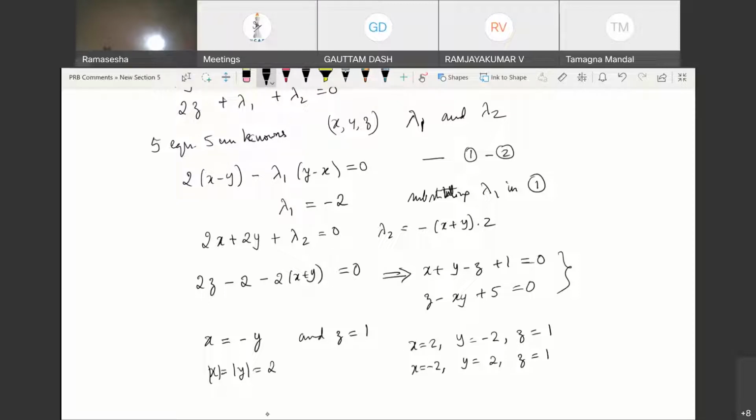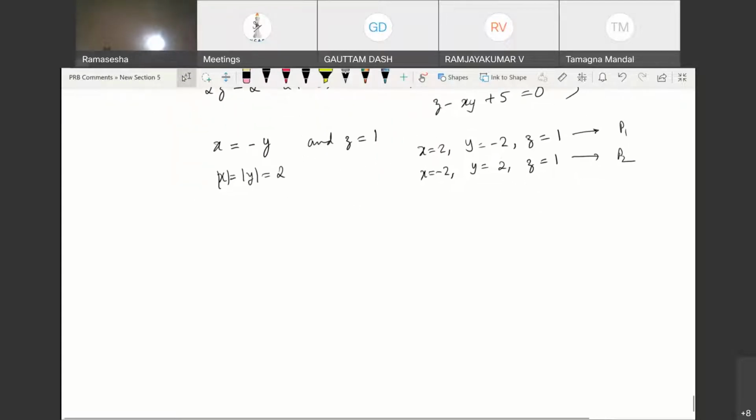These are the two solutions that I have. This is point 1 and this is point 2, which are closest to the origin. And I was able to do this by using the Lagrange multipliers. What I did was first determine the Lagrange multipliers and then use this in the third equation for dz, and then I also use the constraints, and using these two equations I can get the x, y, z values. So this is just an example of Lagrange multipliers I wanted to give you.